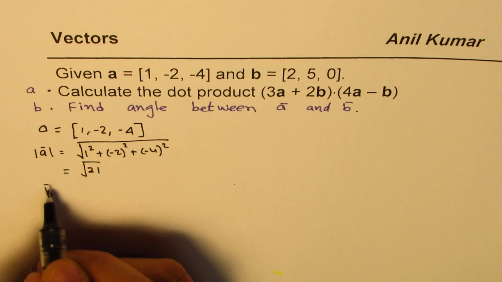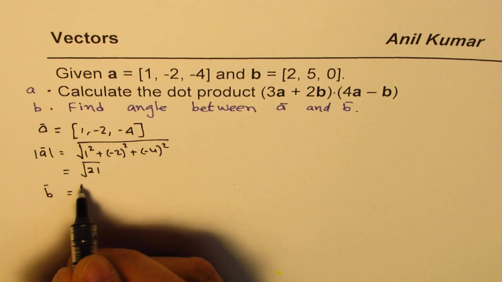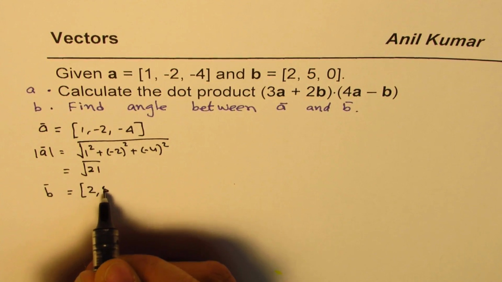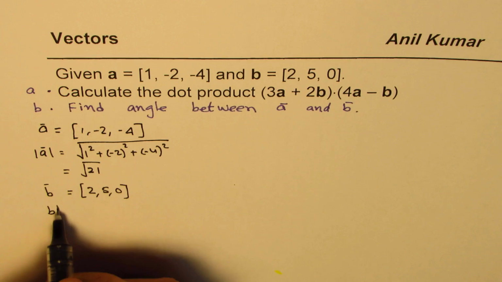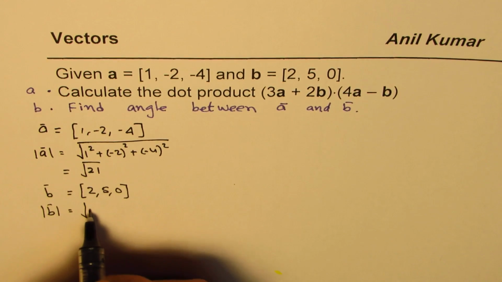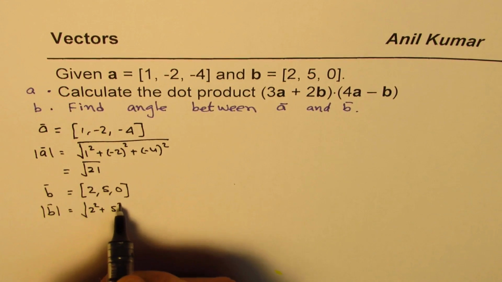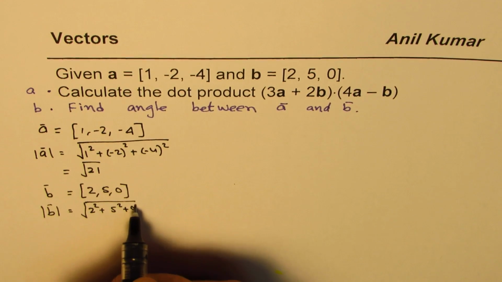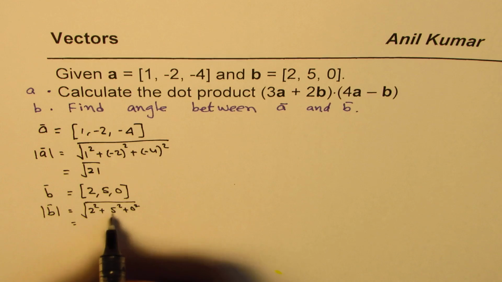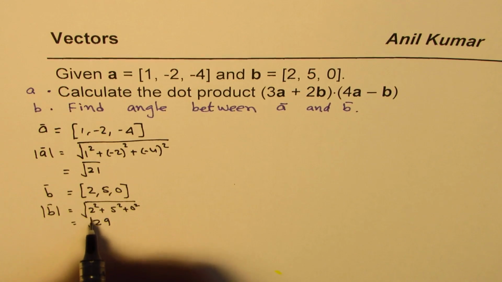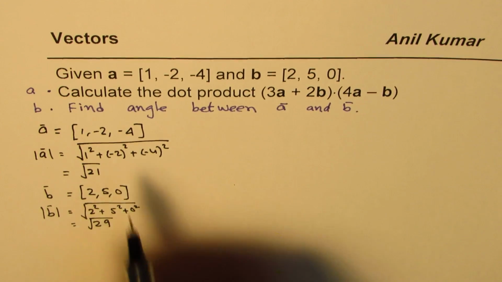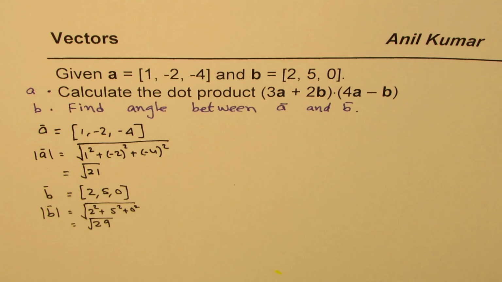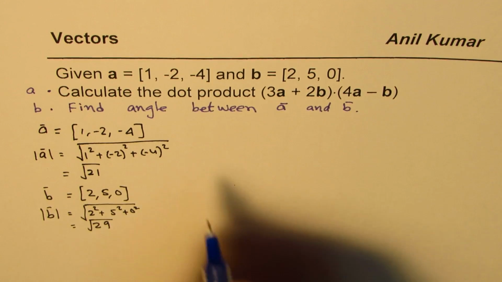So we know vector B is equal to 2, 5, and 0. And since that is the case, the magnitude will be square root of 2 square plus 5 square plus 0 square. And that is 4 plus 25, which is square root of 29. So we get the magnitudes of these two vectors. Once you get the magnitudes, then it is easier to find the dot product.